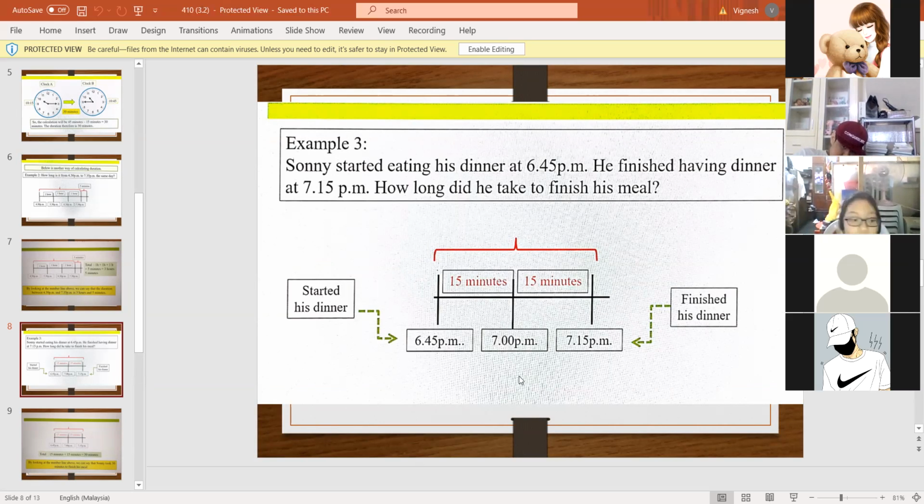15 minutes. Very good. And then from 7 p.m. to 7:15 p.m., how long? 15 minutes. So in total how many minutes did he take to finish his meal? 20 minutes. Wrong. 30 minutes.